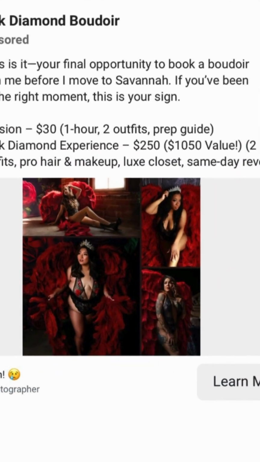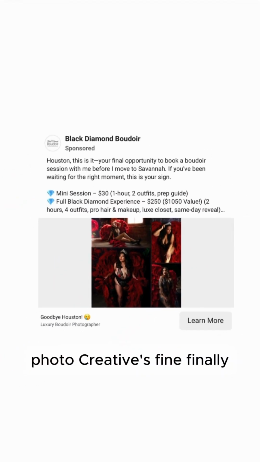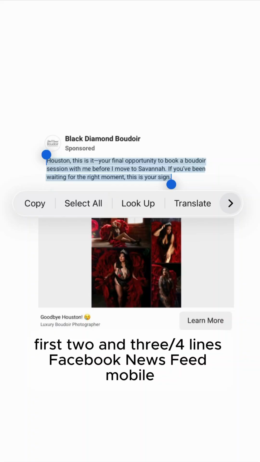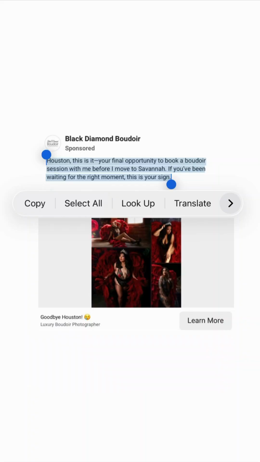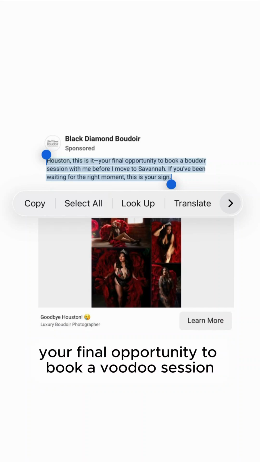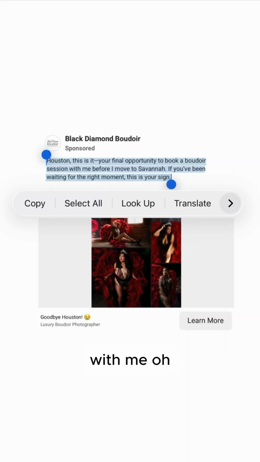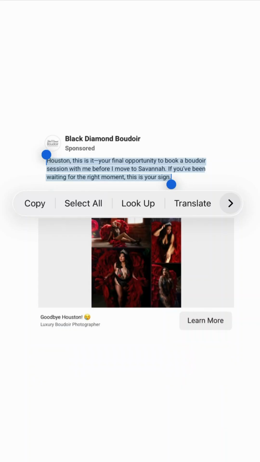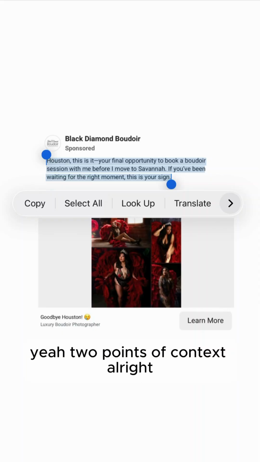Got the creative. All right, yeah, photo creative's fine. Finally, looking at the see more headline here, first 2 3/4 lines, Facebook newsfeed mobile. So we got: Houston, this is it. Your final opportunity to book a Boudoir session with me before I move to Savannah. If you've been waiting for the right moment, this is your sign. All right, so yeah, we got 1 point of context. Yeah, 2 points of context. All right, so yeah, it's the lack of context mistake.